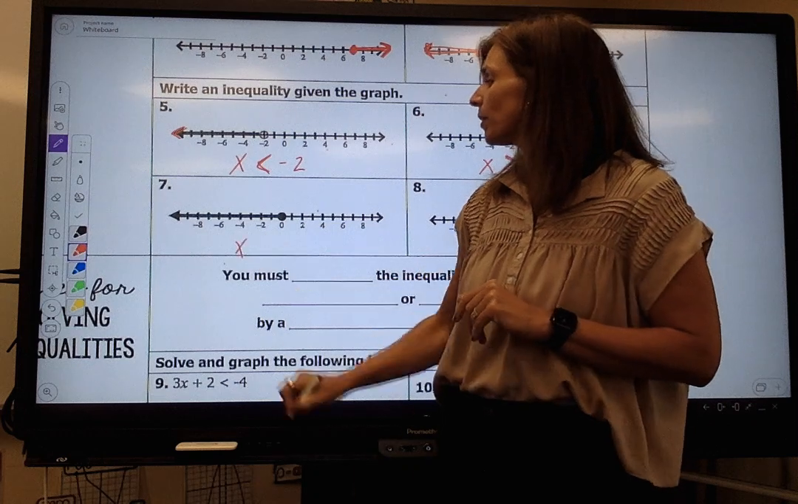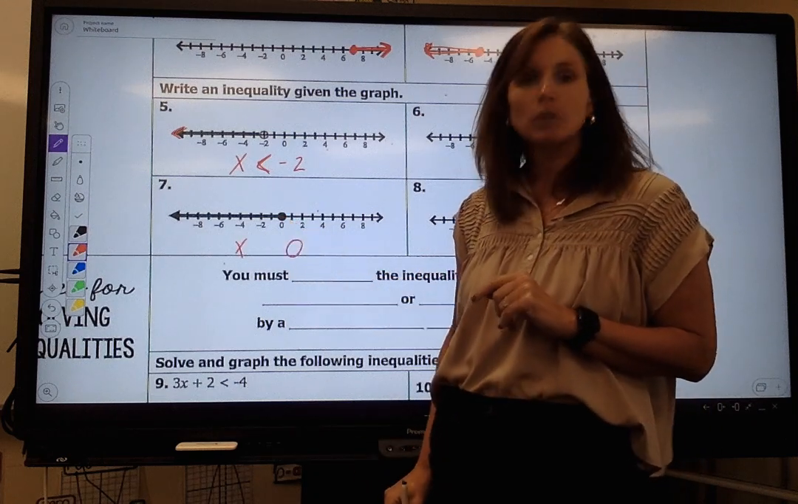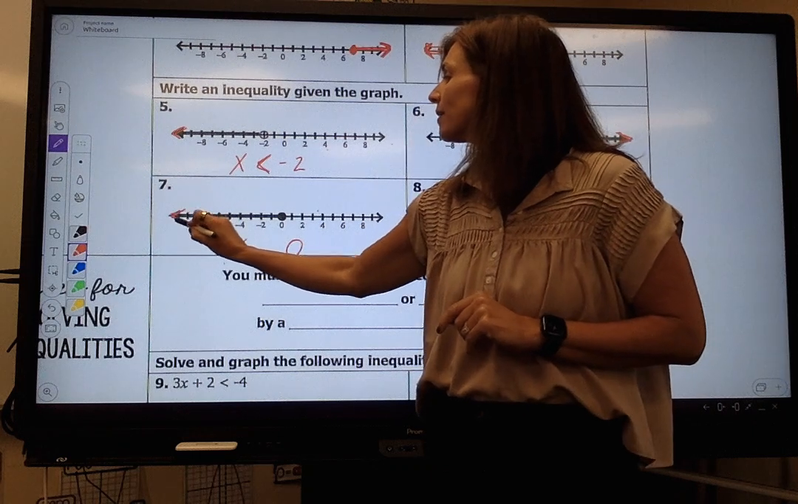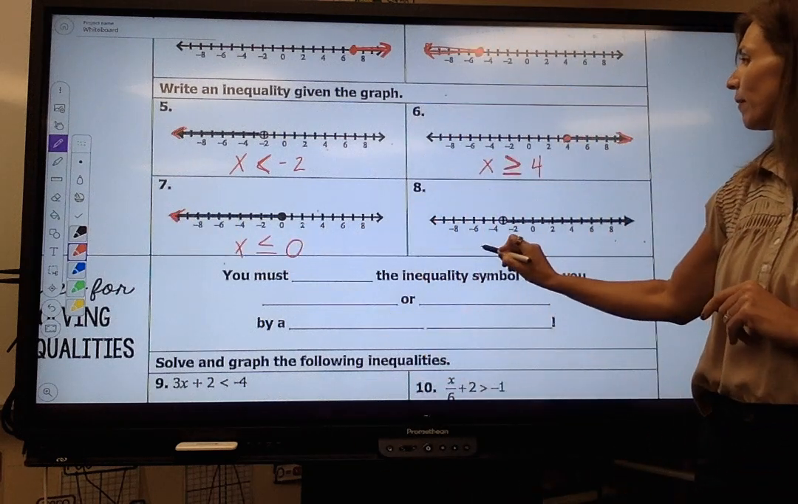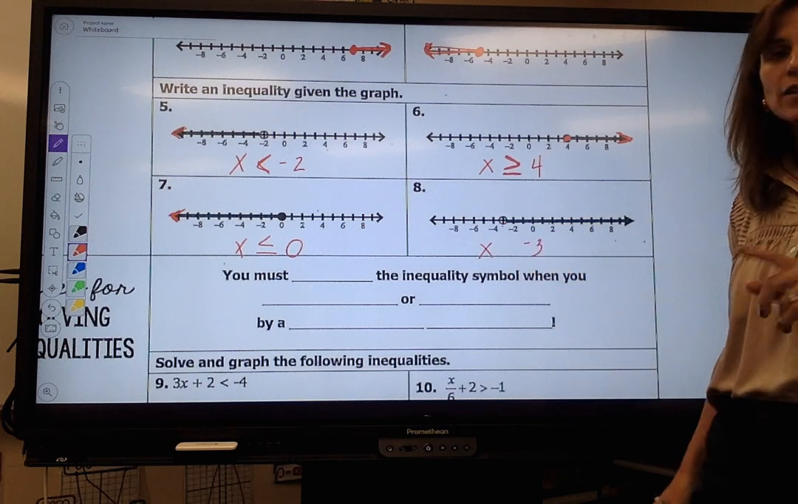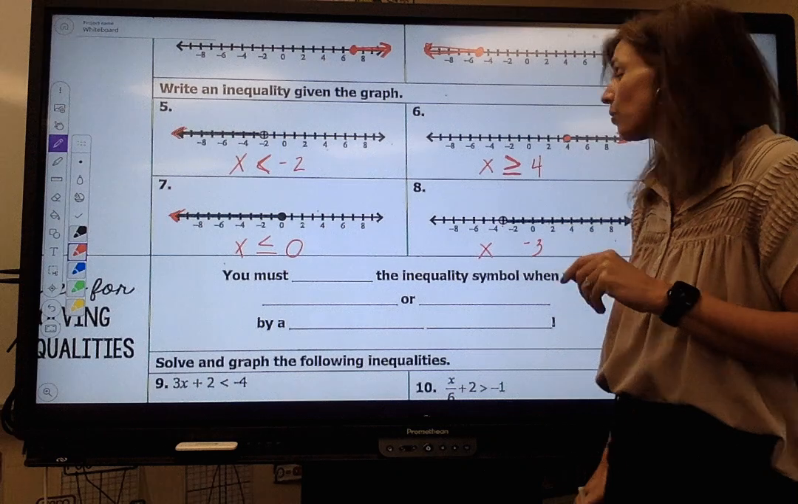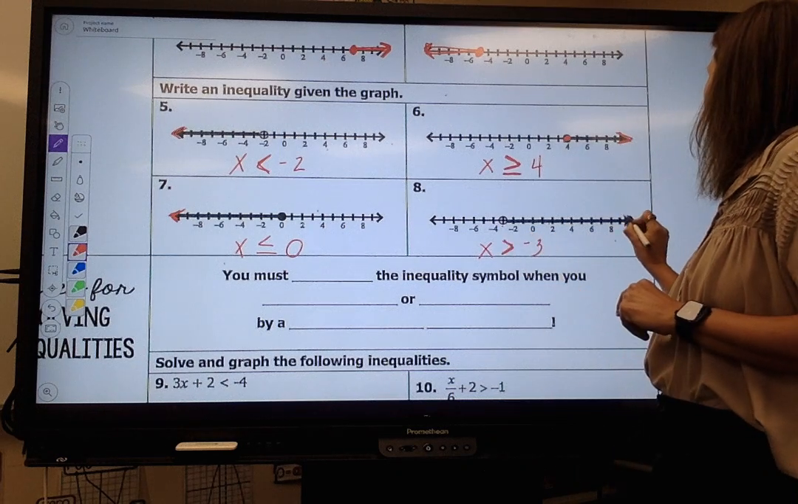Okay, I'm using my variable as x. My target number here is 0. It is equal to, and it's going in the less than direction, so less than or equal to. My variable, I'm going to use x. My target number here is -3. It's an open circle, so it's not equal to -3, but it is greater than -3.